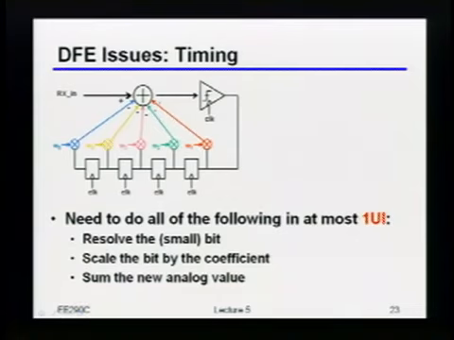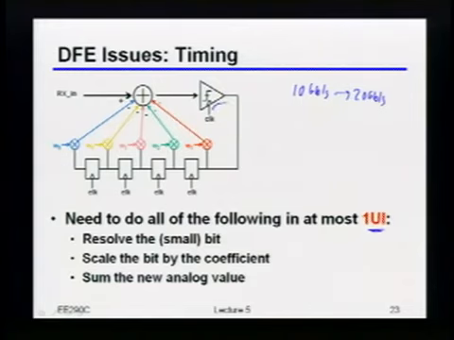That's maybe leading to what I'm about to say here, which is, remember we said we want to run these things at, let's say, 10 gigabits per second to 20 gigabits per second? Well, if you want to do that and build a structure that looks like this, then you have to do all of the following in at most 1 UI. By the way, UI just stands for unit interval. That means 1 bit time. I'm just using that here because it's shorter to write. So you have to do all the following things in 1 bit time.